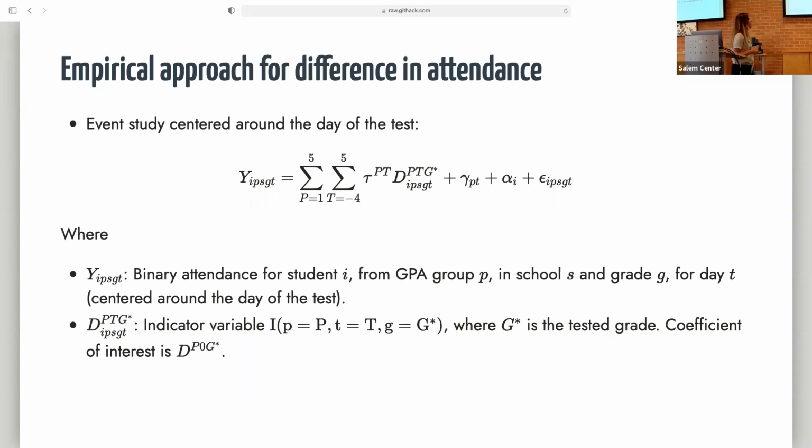So this indicator variable right here is the one that we're interested in, or the coefficient of that. And we're particularly interested in T equals 0. So we're hoping that for days before and days after the test, there's no significant effect, so that it's 0, and those kids in the tested grade do not behave differently from non-tested grades. But if there is some sort of effect, we should see something picking out there. Okay, so that's what I'm going to show you right now.